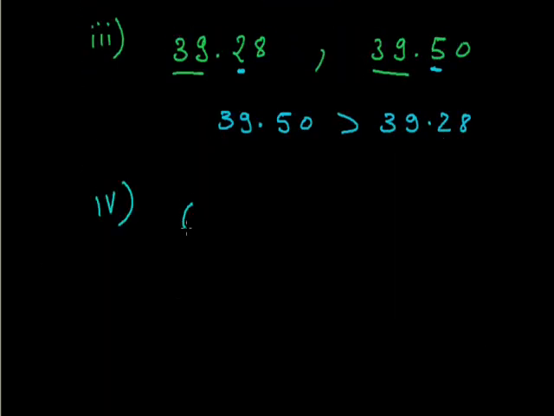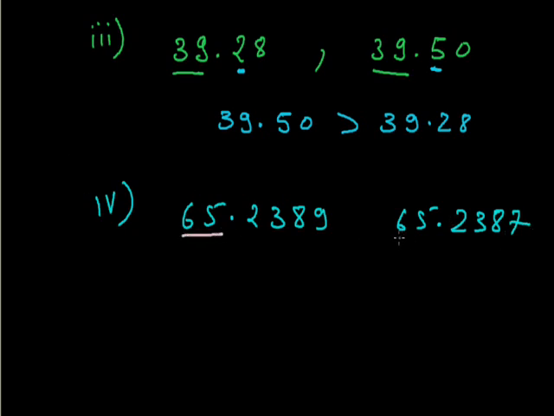Let us see one more example. We have to compare 65.2389 and 65.2387. Now if we start comparing, first of all we will see the whole number parts, which are the same. So we have to compare the decimal part.